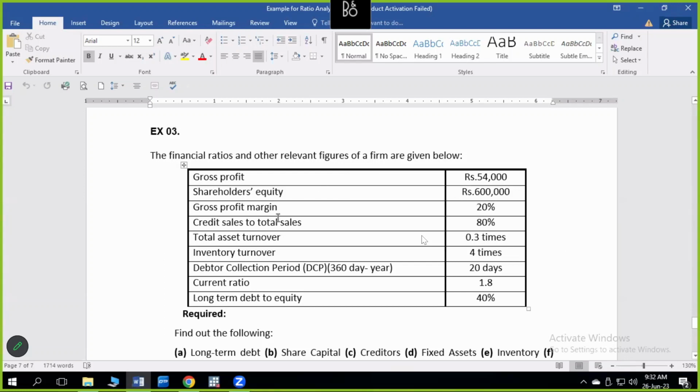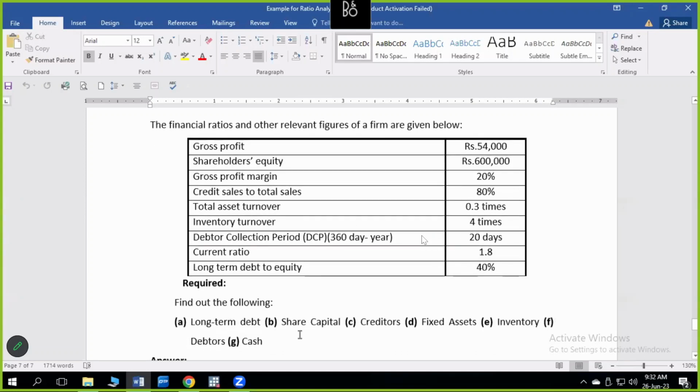Gross profit, shareholders equity, gross margin, credit sale to total sales, total asset turnover, inventory turnover, debt collection period, current ratio, long-term debt to equity ratio. So you are able to find out some items listed here: long-term debt, how much the long-term debt of the firm is, share capital, creditors, fixed asset, inventory, and the debt and cash. Right. So you should have good knowledge about financial analysis and the relationship between the items.